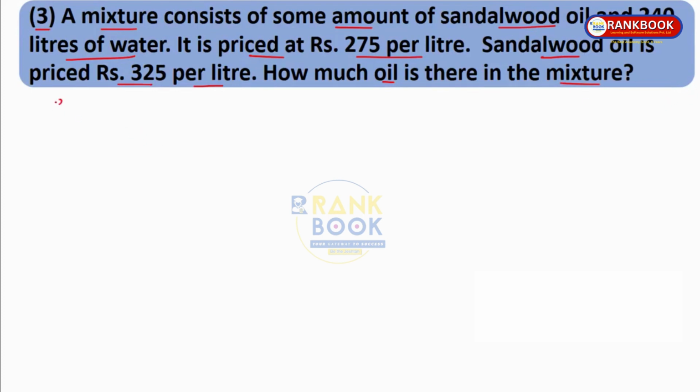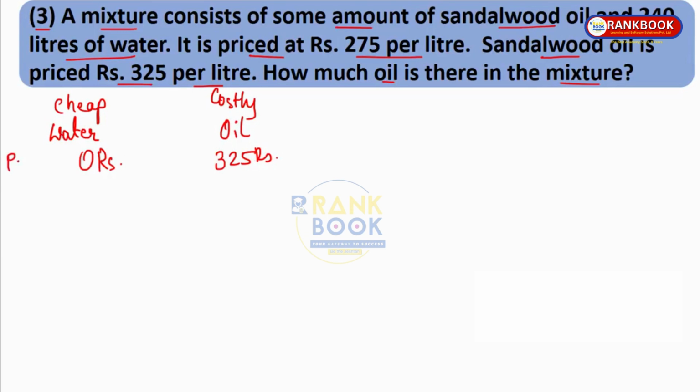What do we have over here? We should have a cheap quantity and a costly quantity. The cheap quantity over here is nothing but water. Always remember, the price of water is not given, but whenever there is water and they have not given the price, always take the price of water as 0 rupees. It is the cheap quantity. Now sandalwood oil is the costly quantity, the price of it is 325 rupees per liter.